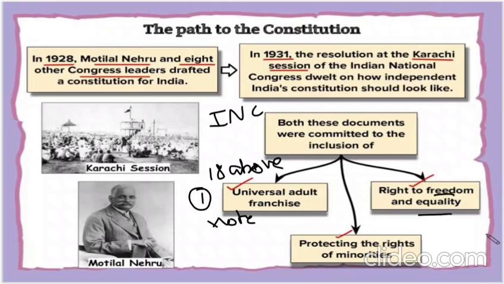Right to freedom and equality should be provided to everyone. Everyone should get equal rights and they should be free. Third, apart from Hindus, there are other minority religions also in India, so they should be protected as well. So they said that in the constitution, these three things are necessarily to be there.